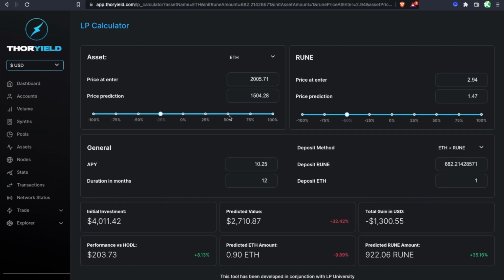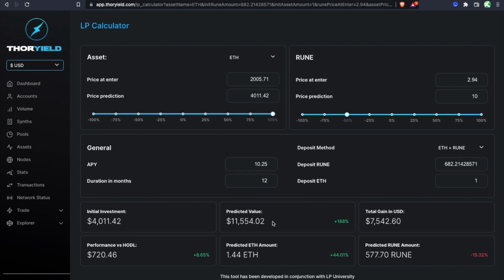Let's move this back to something a little more positive. Let's say ETH goes up 100% and Rune goes to $10. So again, just to go over, in this case, we're gaining ETH and losing Rune because Rune is going up a lot more than ETH and the pool is being rebalanced. And we're of course way up in our predicted value because this is including the price appreciation of the assets, and our performance versus HODL is doing really well. So we're up that much versus if we had just been holding.